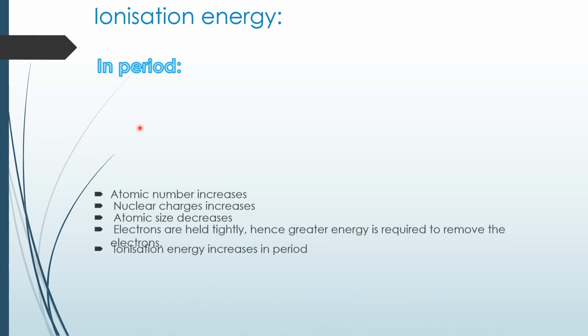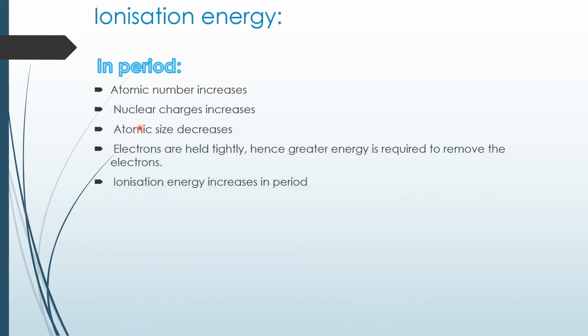Now we are going to see the trends in detail. In a period, the atomic number increases, the nuclear charge increases, and the atomic size decreases, as already seen. In that, the electrons are held tightly, so greater energy is required to remove these electrons. So ionization energy increases in a period.